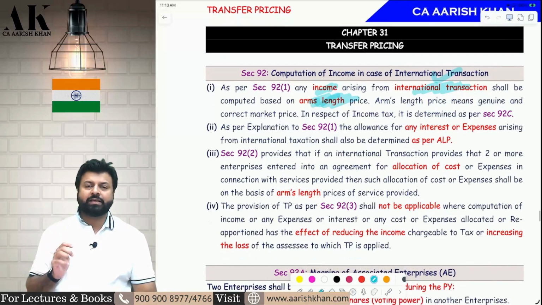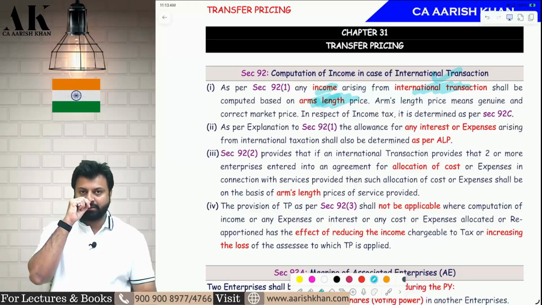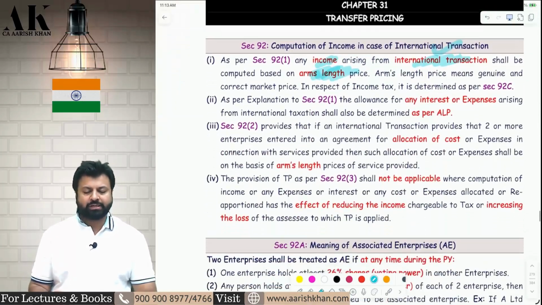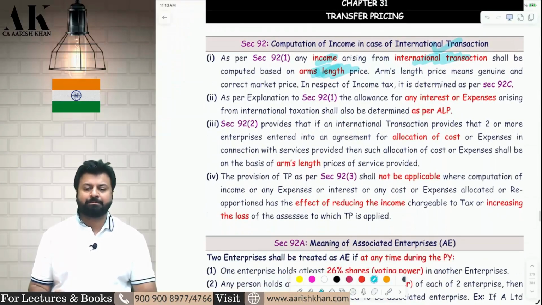Now, this section is not only applicable to international transactions, but it is also applicable to certain specified domestic transactions mentioned under 92BA, which we will see later on. The majority of the chapter is important from the perspective of international transactions. But yes, transfer pricing is not only applicable to international transactions, it is also applicable to certain domestic transactions, not all, which we will see after some time.